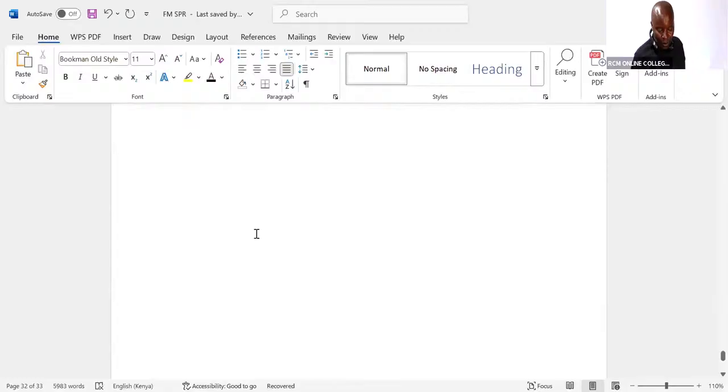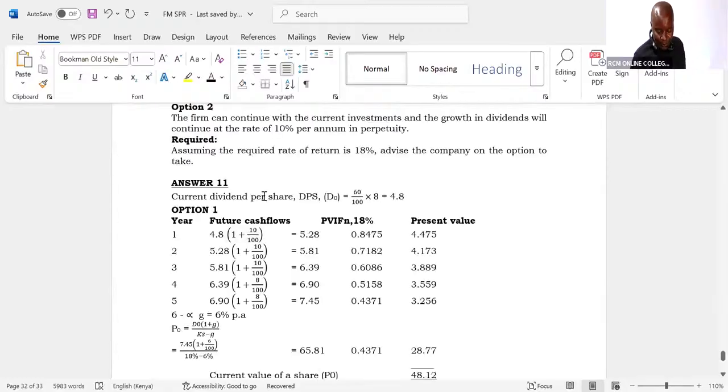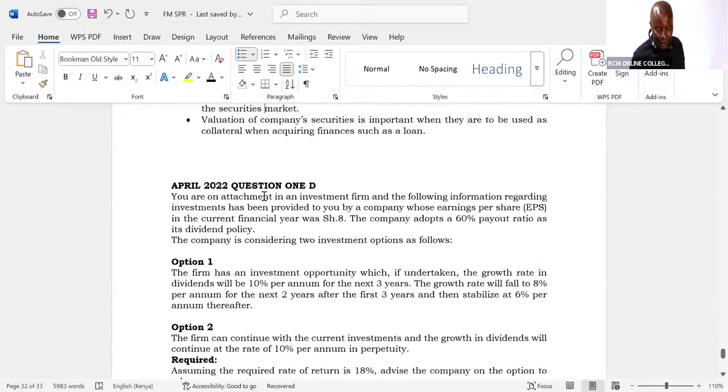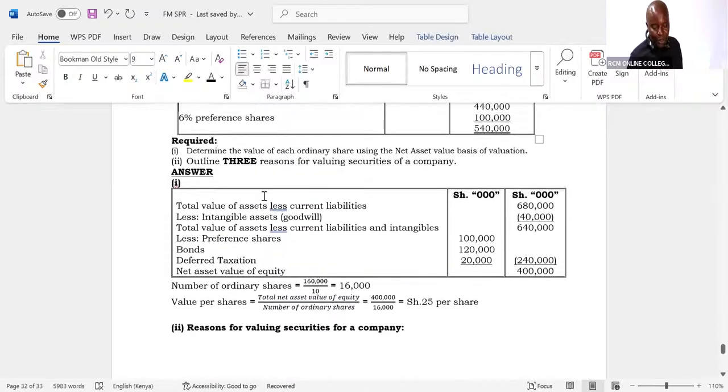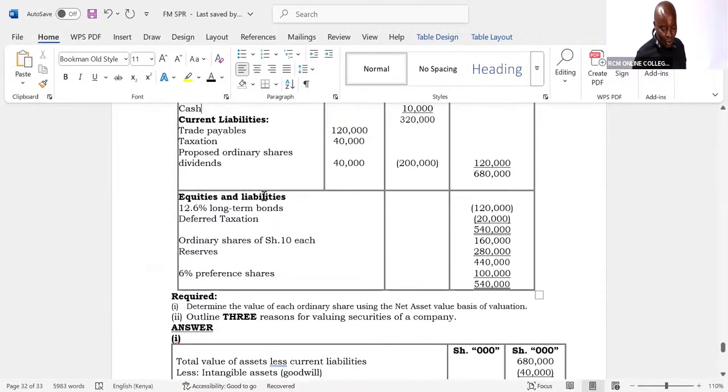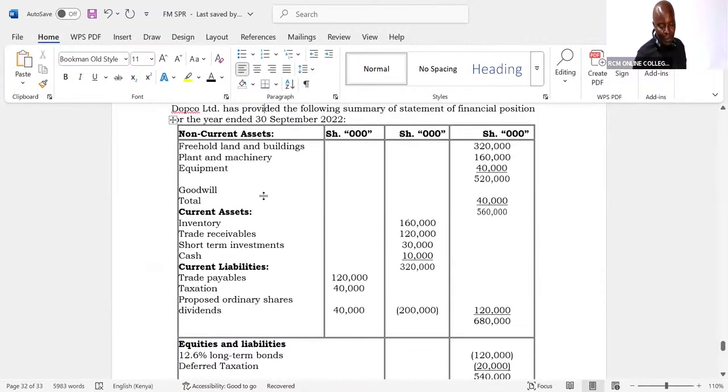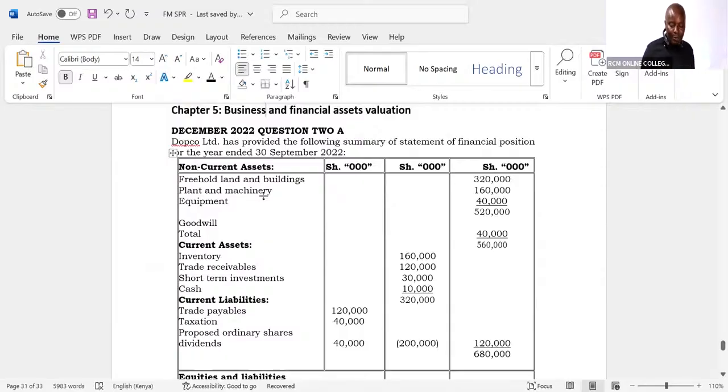So in our last class, we looked at how to value an organization. That's what we did. As a quick way of recapping, I would want us to look at a past paper question. There is this sitting where they gave us an evaluation of an organization, and so many students were not able to get anything at all, which was really unfortunate. This was December 2022, question number 2A.